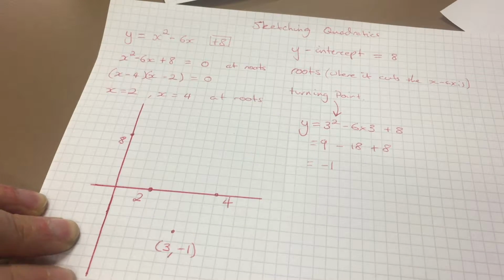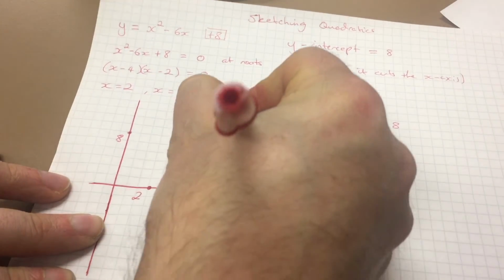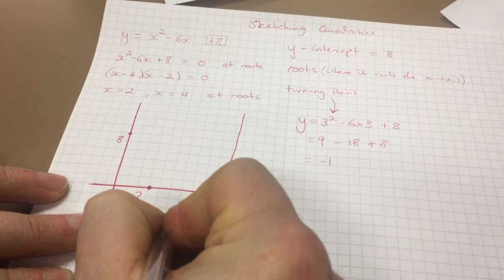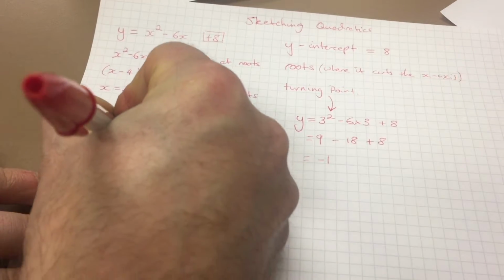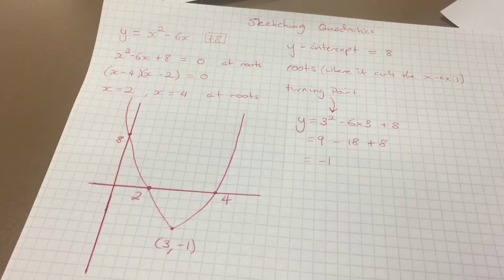And then I sketch. You'll make a better job of it than me, I'm sure, because you guys are far better at drawing. It's not very nice, but as long as the graph goes through the key points, you're absolutely fine. That's the quadratic. Let's have a look at another one.